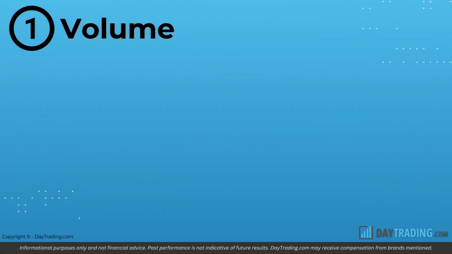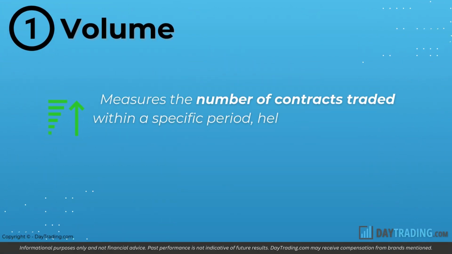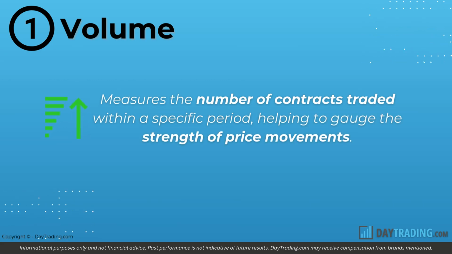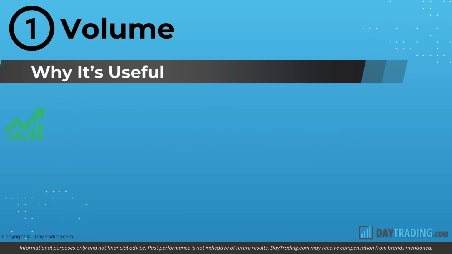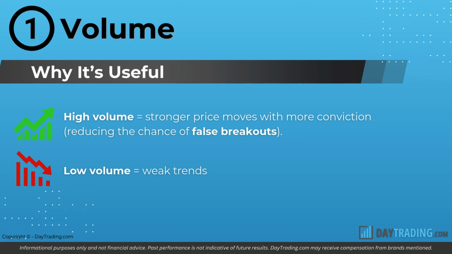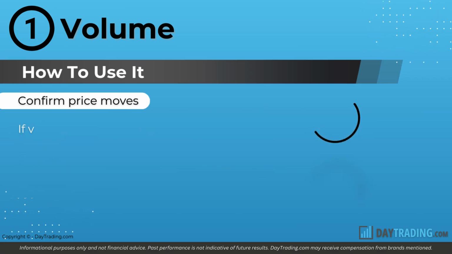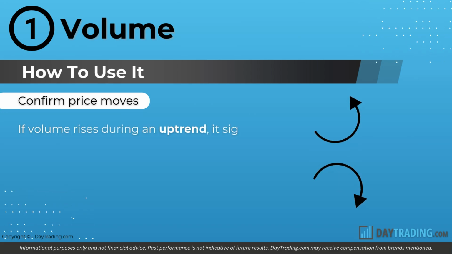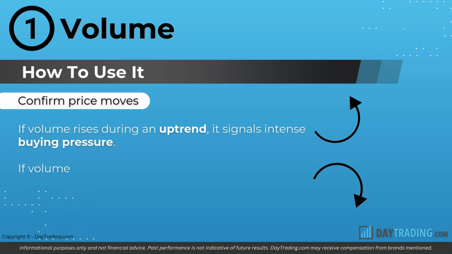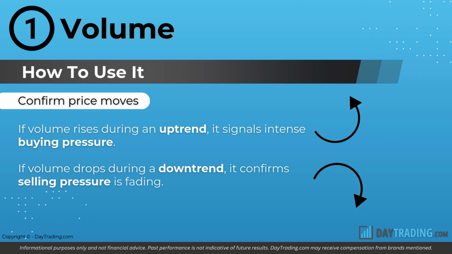First up is the volume indicator. The volume indicator tells you how many contracts or shares are being traded within a specific period. It's a simple but powerful way to gauge the strength and conviction of price movements and reduce the chance of false breakouts. High volume usually represents stronger price moves, while low volume often signifies weak trends that might reverse soon. To confirm these price moves, if volume rises during an uptrend, it signals intense buying pressure. Conversely, if volume drops during a downtrend, it confirms that selling pressure is fading.